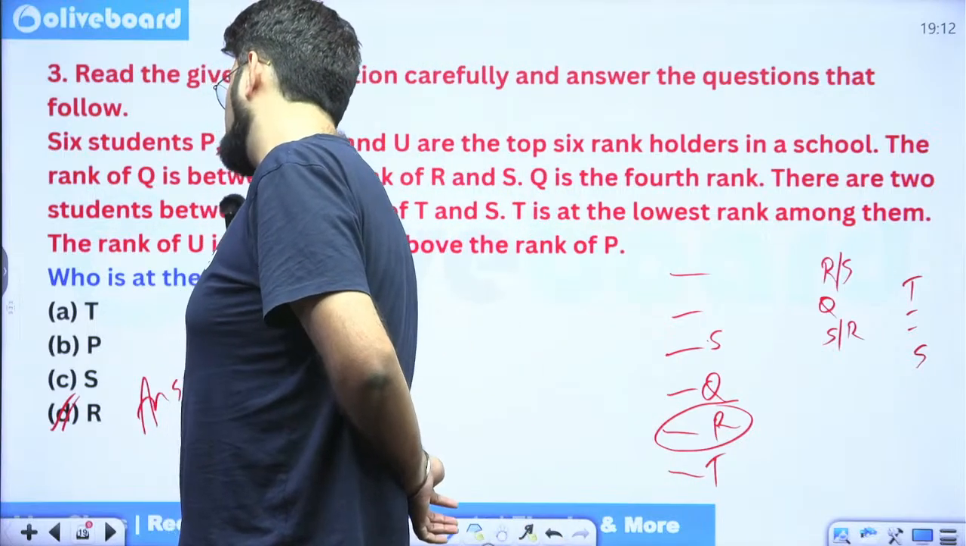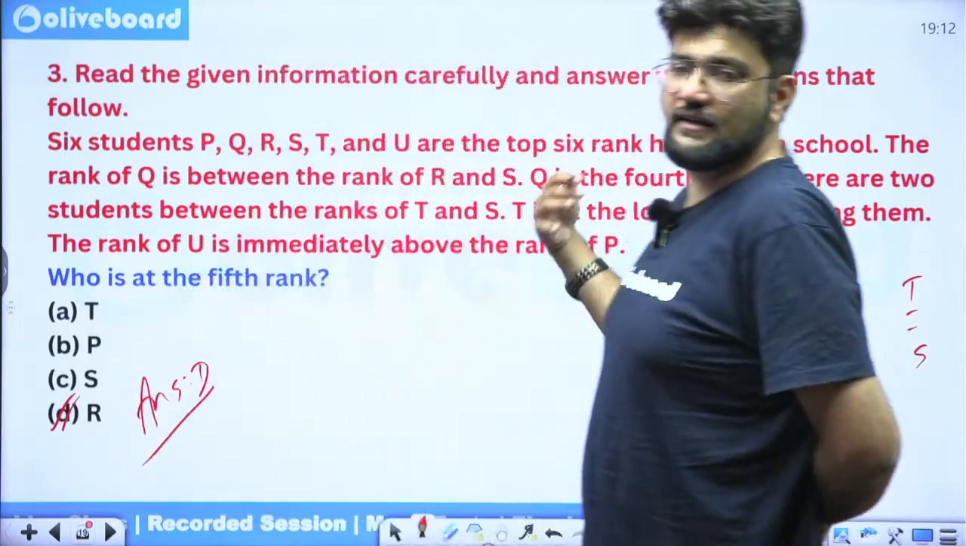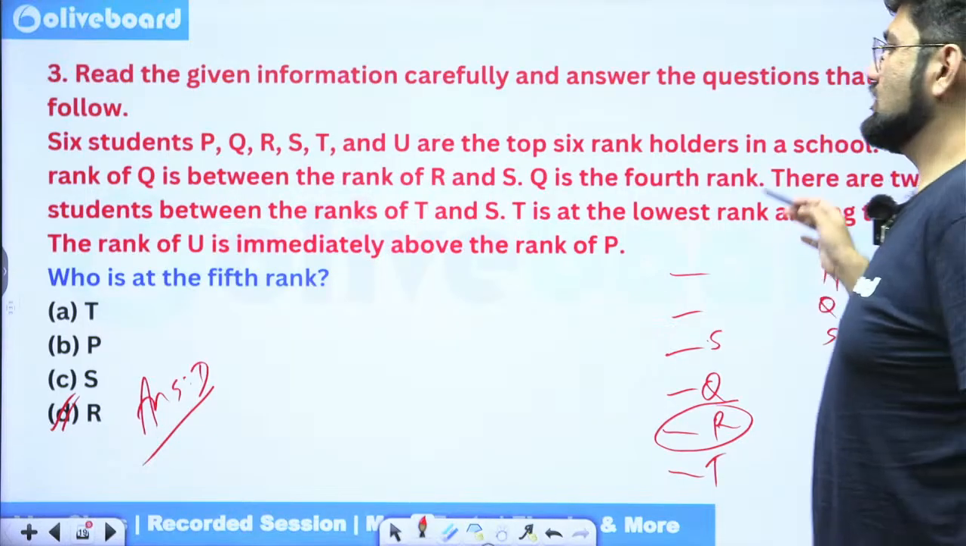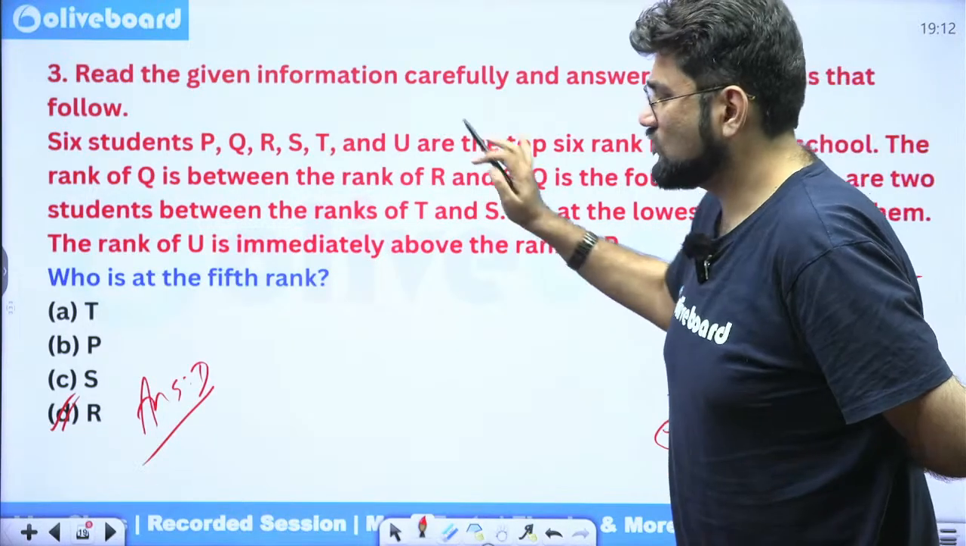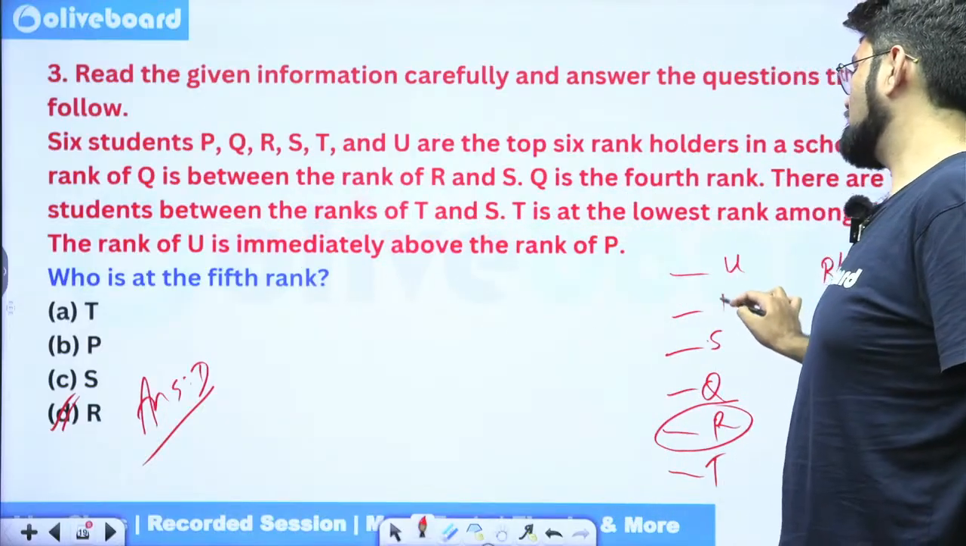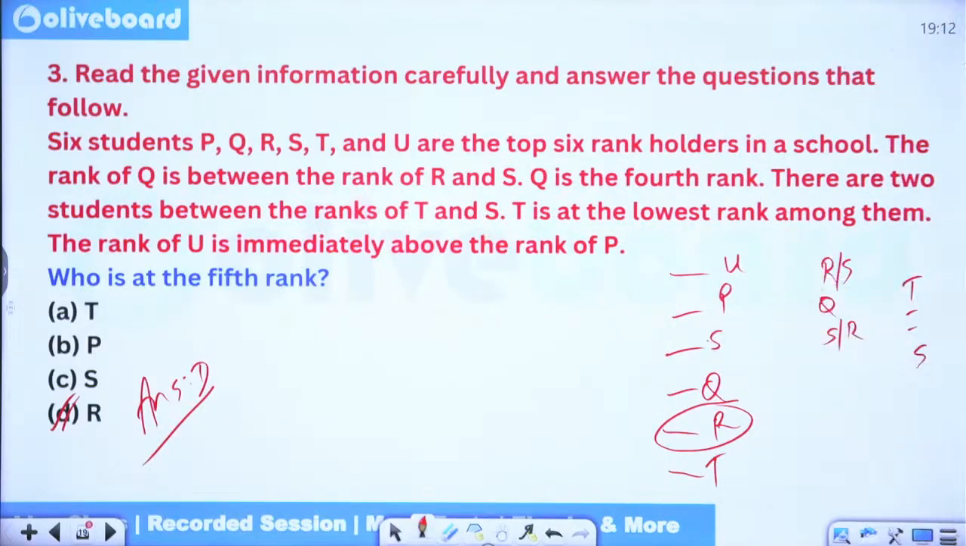In the exams, just read it beforehand, get done with it, move ahead. Don't just look at it again. But for the sake of it, we move ahead. There's only one statement left. Rank of U is immediately above rank of P. Does not make any authentic sense.